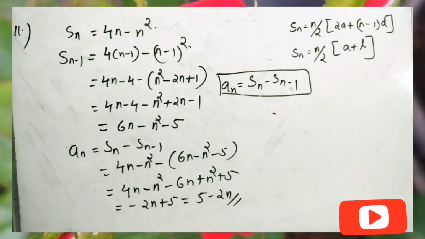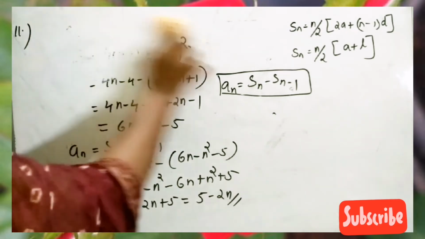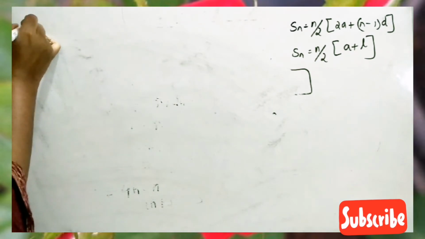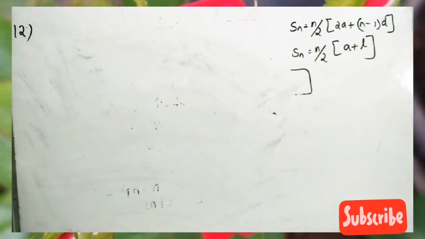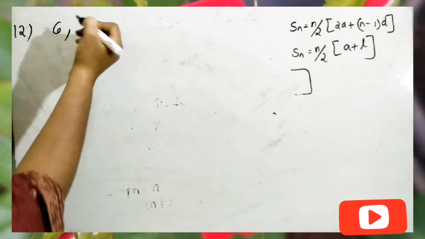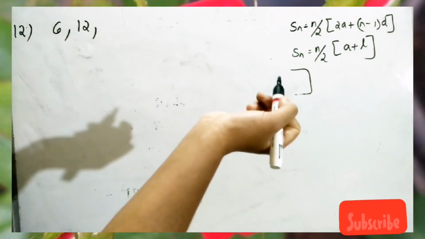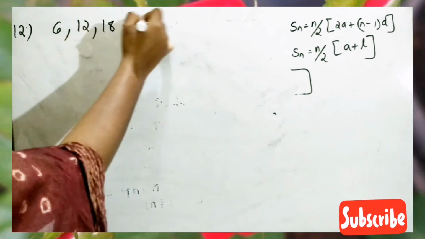Now 12th question. Find the sum of the first 40 positive integers divisible by 6. We need to find the sum of first 40 positive integers which is divisible by 6. So the first number which is divisible by 6 is 6. The second number which is divisible by 6 is 12. Third number which is divisible by 6 is 18, etc.